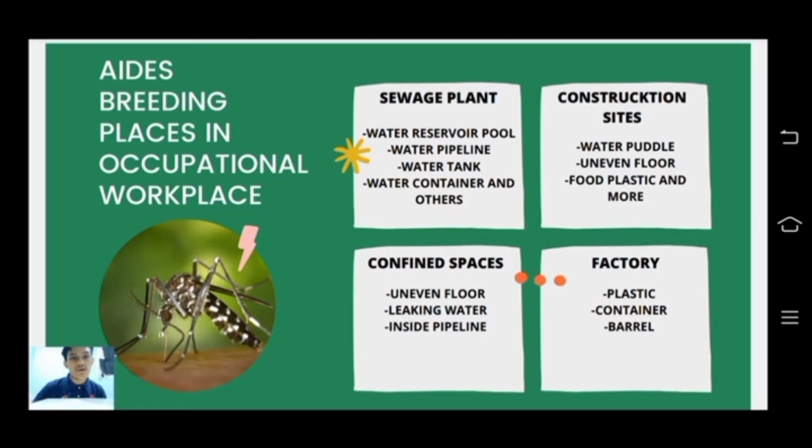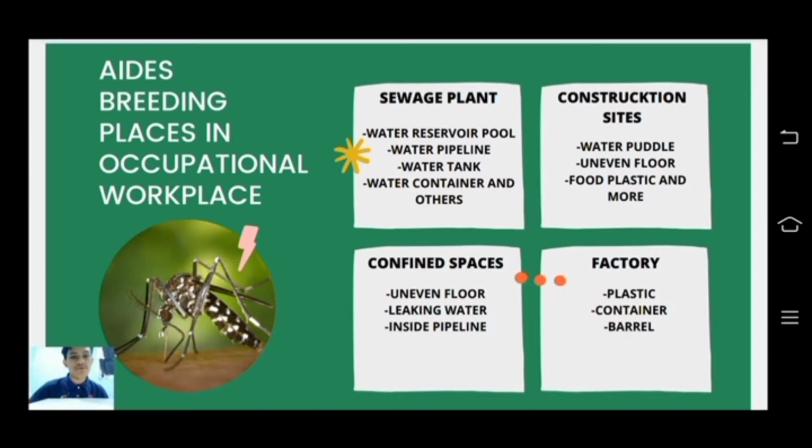the Aedes mosquitoes breed inside water reservoir pools, inside water pipelines, inside water tanks, and inside water containers and others. In construction sites, Aedes mosquitoes breed inside water puddles, inside uneven floors that contain rainwater, inside food plastics, and more.